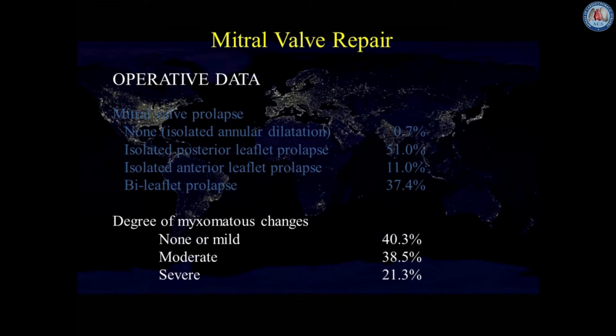We also recorded the degree of myxomatous change on the leaflets. We classify as none or mild when the leaflet had minimal changes or only in the prolapsing segment, moderate when the leaflets are opaque but still pliable, and severe when the leaflets are very thickened, at least 3 mm by echo, and somewhat fibrotic.